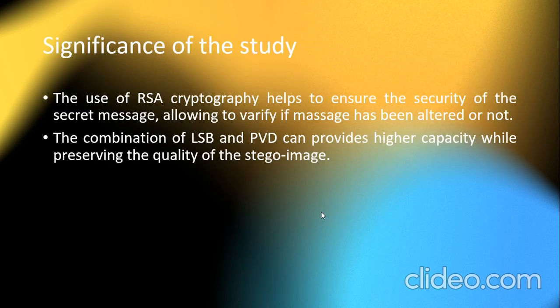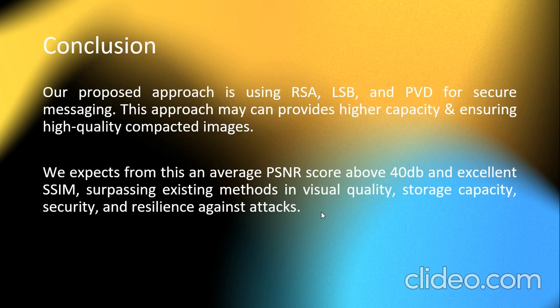Significance of the study. The use of RSA cryptography helped to ensure the security of the secret message, allowing us to verify whether the message has been altered or not. The combination of LSB and PVD can provide higher capacity while preserving the quality of the stego image. Conclusion: we expect a PSNR score of 40 dB with excellent SSIM, and our proposed approach RSA, LSB, and PVD for secure messaging.